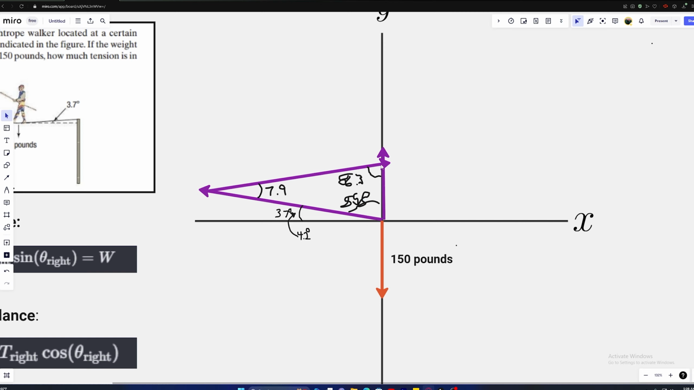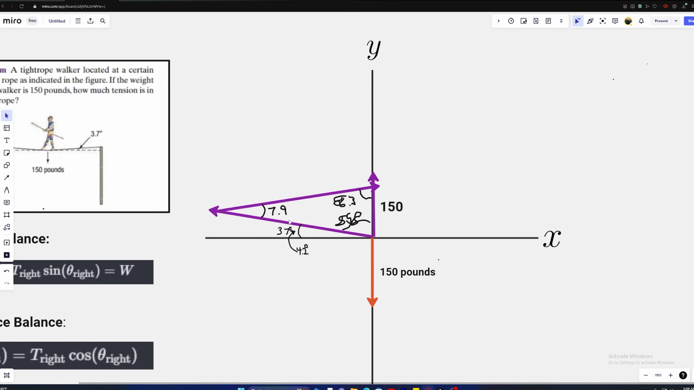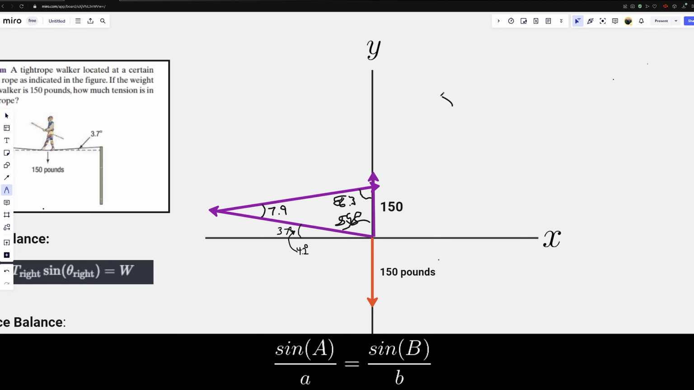So right here will be the resultant vector, which will equal 150 pounds because our walker is stationary. So the sum of these two forces equals 0. And to find the magnitudes of these vectors, to find the tension, we can use the law of sines. So sine 7.9 over 150 equals sine, let's say 86.